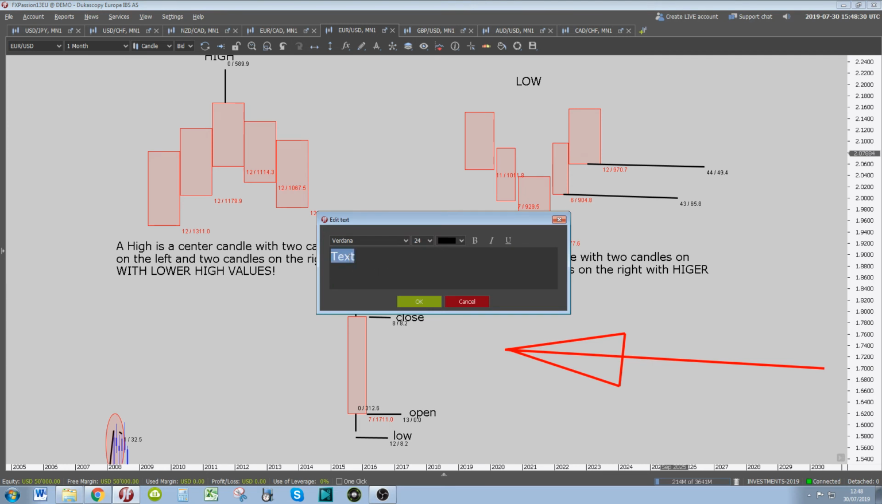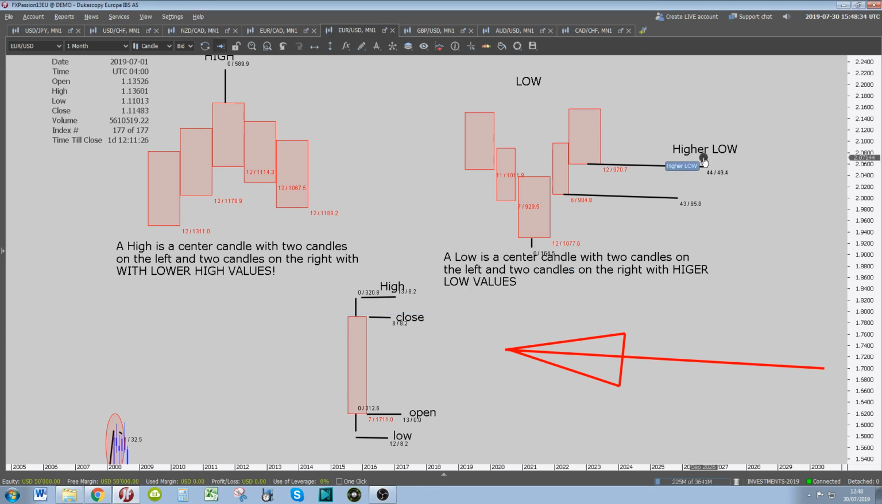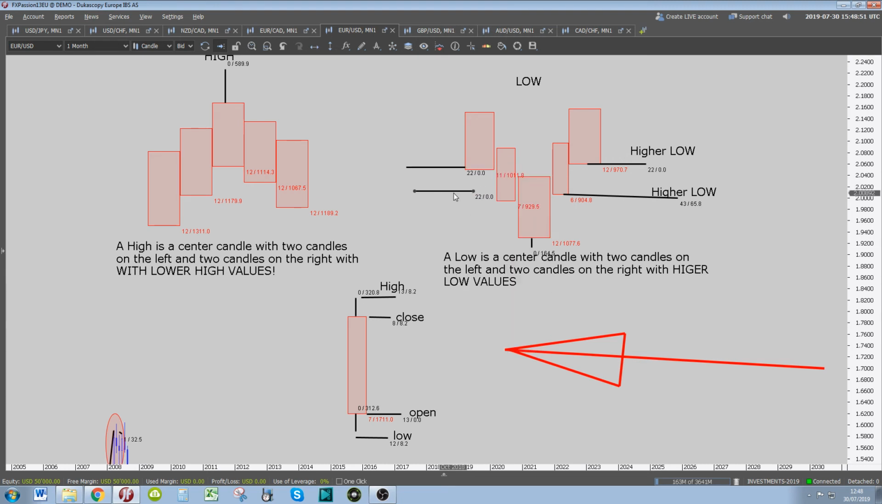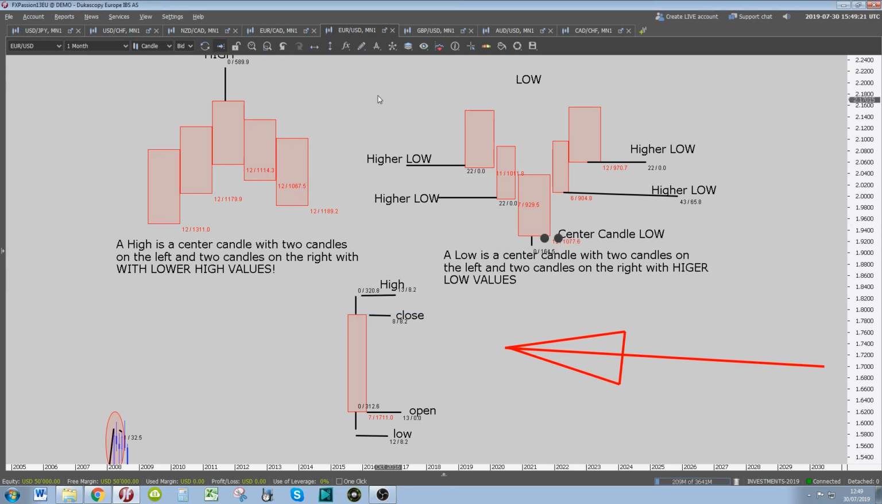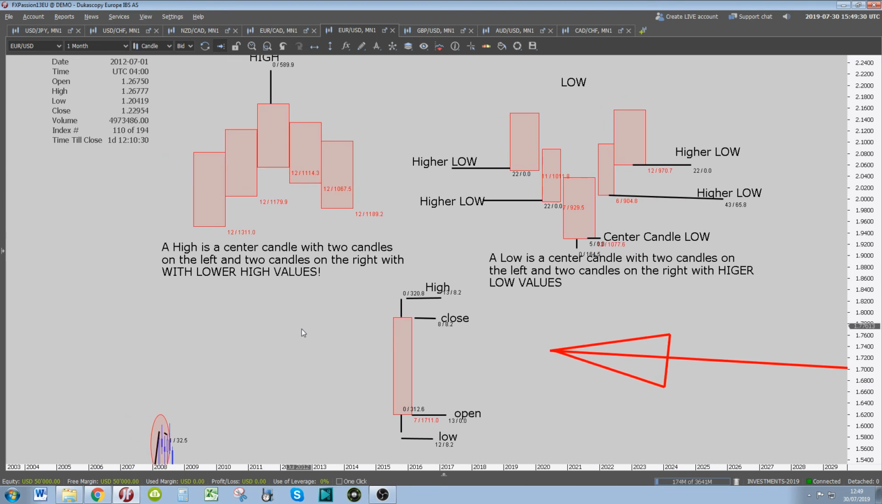Let's write this down. Higher low, and clone, higher low. So the 2 candles on the right have a higher low, and let's clone this one. The left side is going to be the same: a higher low, and clone, a higher low. A low is a center candle with 2 candles on the left and 2 candles on the right with higher low values, and this is the center candle low. Not so complicated, I believe, right? So this is for the low.